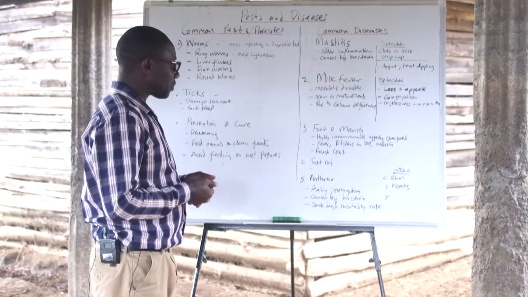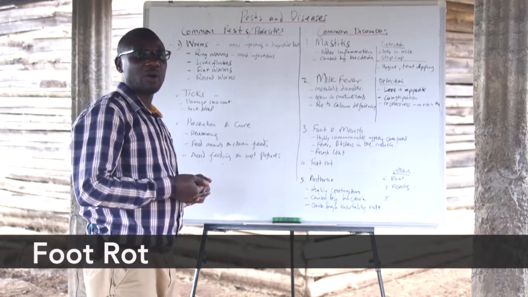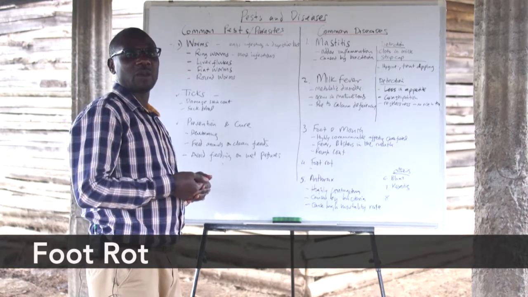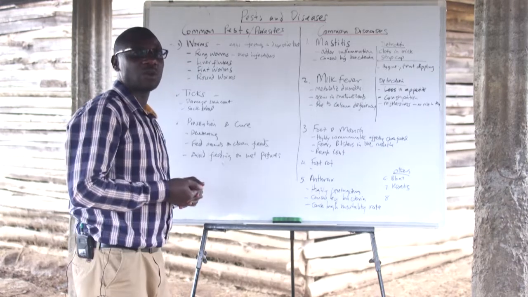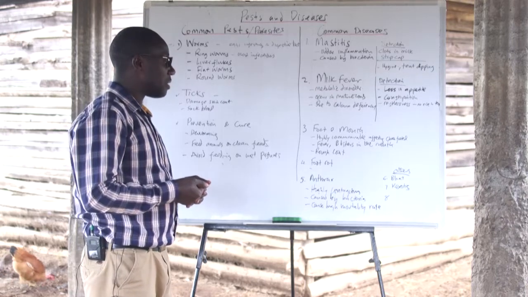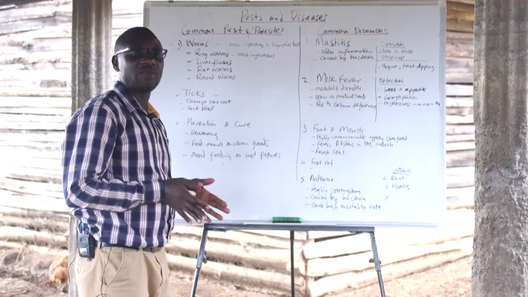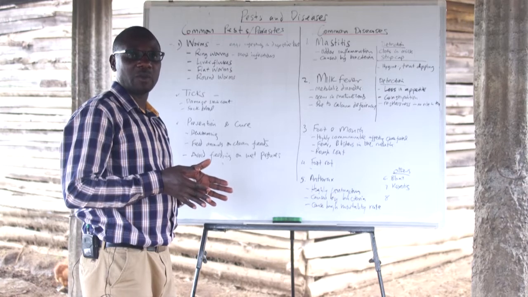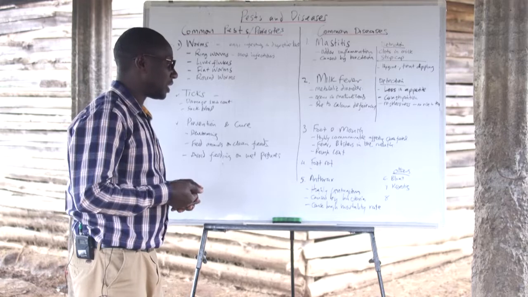We also have other diseases like foot rot, which always gets into the animal's foot, especially when they walk into muddy places. It's also a bacterial disease that farmers always need to be aware of. One of the prevention measures, especially for foot rot, is to make sure that the farm is clean enough and free from wet and mud, which is the place where bacteria will infest.